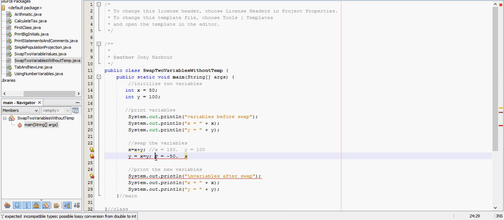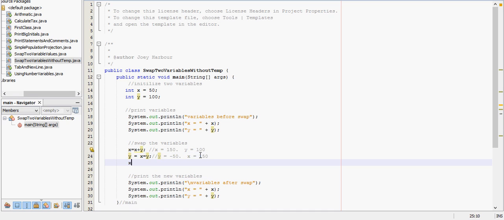And I forgot to comment that out. So y equals negative 50, and x stayed the same, so x equals 150. And then our last line here is x equals x minus y. So put another comment. Sorry, having a little bit of computer trouble here on my laptop, and I keep hitting the trackpad. Anyways, x equals x minus y, so y did not change at all.